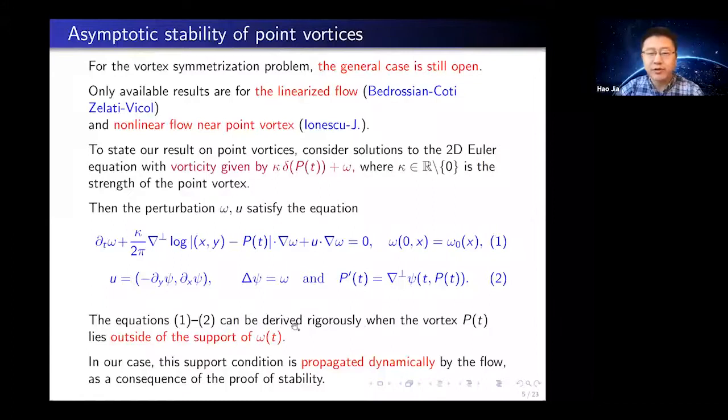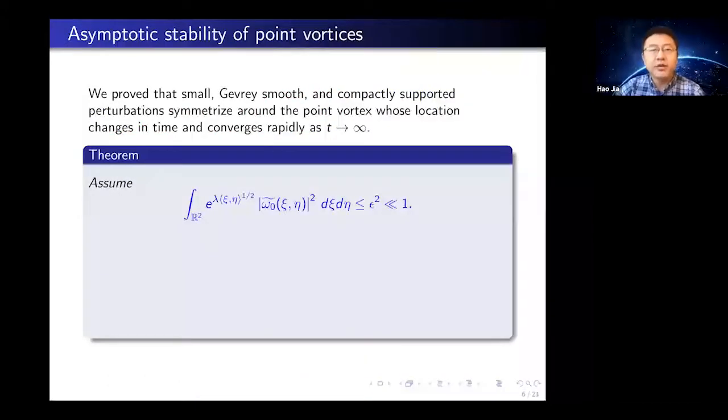So this equation can be rigorously derived if the position of the Dirac mass is outside of the support. Because the Dirac mass is pretty singular for the 2D Euler, one might worry about the validity of this equation, but there's no problem as long as p(t) is outside of the support of omega(t). And moreover, this support condition is propagated dynamically by the flow as a consequence of the proof of stability. So we proved with Alex Ionescu that small, Gevrey smooth, and compactly supported perturbations symmetrize around the point vortex. And the point vortex will move, but it will stabilize very, very rapidly as time goes to infinity.